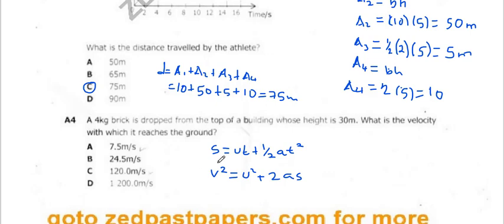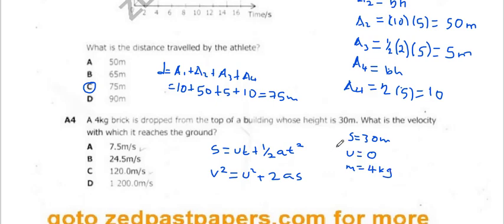Looking at the information we've been given, we have the distance, which is denoted by S, which is 30 meters. We have also been given, what else? Its initial velocity, it is starting from 0 because it's being dropped. And we also have the mass, which I believe isn't going to be so helpful.